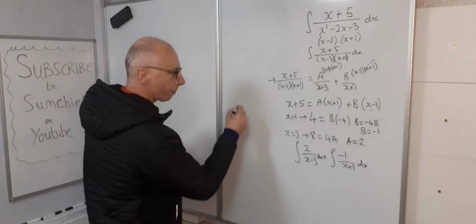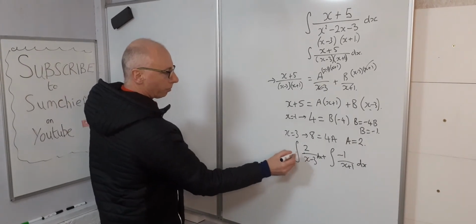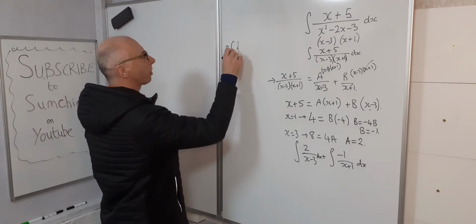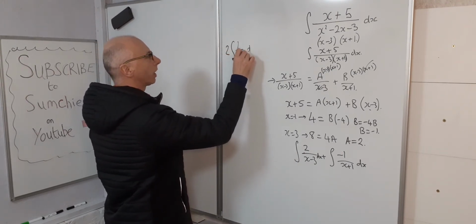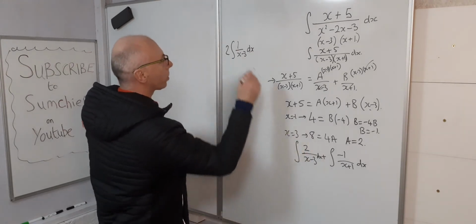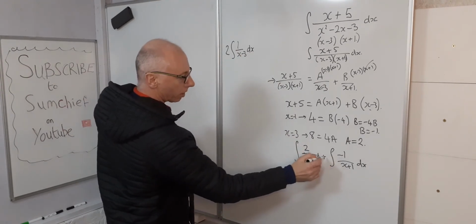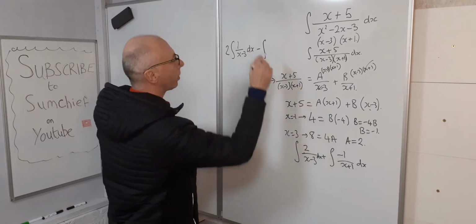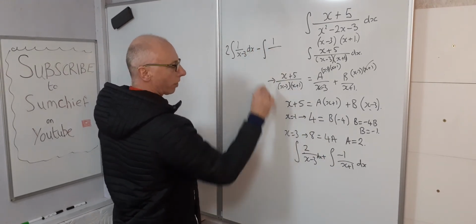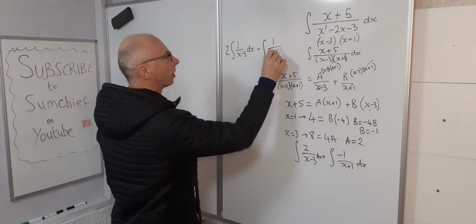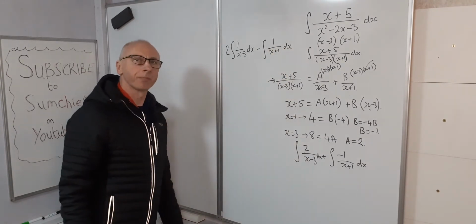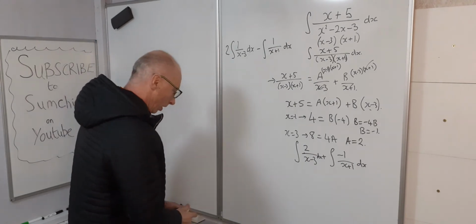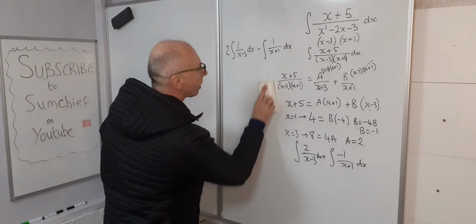So we'll go up here. This one, bring the 2 out front: 2 times the integral of 1 over x minus 3 dx, plus minus, so we've got minus, the integral of 1 over x plus 1 dx. Okay, so now we can integrate this straight away. Let's just clear up a bit on the side of the board, get that out of the way.